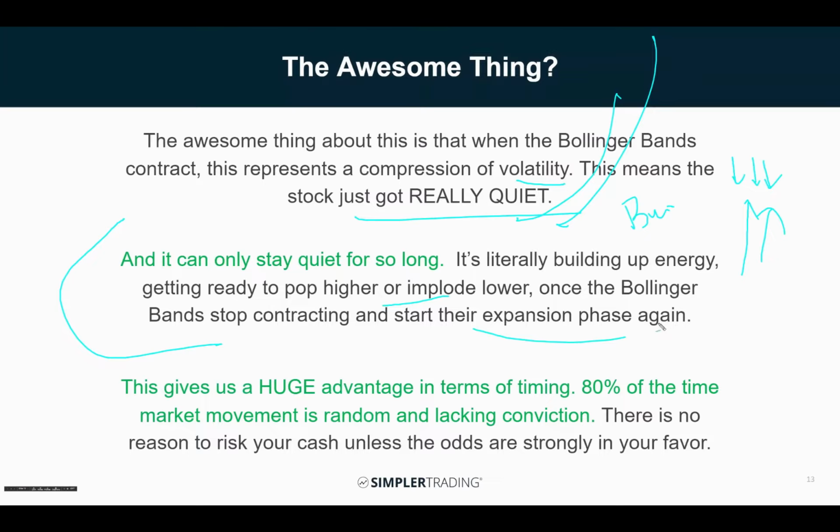All right, 80% of the time, market movement is random and lacking conviction. There is no reason to risk your cash unless the odds are strongly in your favor. I want to say that again. There is no reason to risk your hard-earned cash, okay, unless the odds are strongly in your favor. We ain't doing this for 50-50 odds, okay?